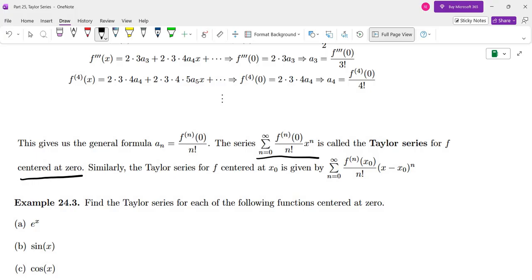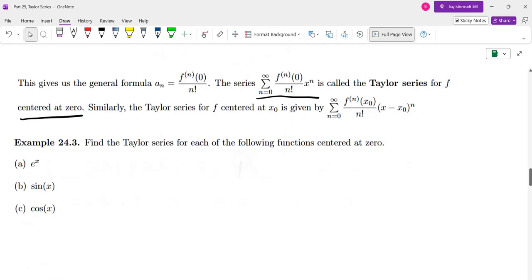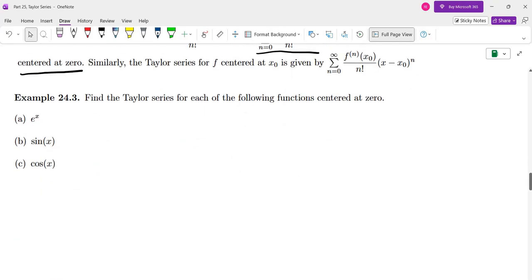Now, similarly, you can find the Taylor series of a function centered at a different point x naught, and that is by taking the derivative n times, evaluating at x naught, dividing by n factorial, and then multiplying by (x minus x naught) to the power of n. And the range is always n equals 0 to infinity. So let's do 3 examples on this one. These are very, very important examples for power series.